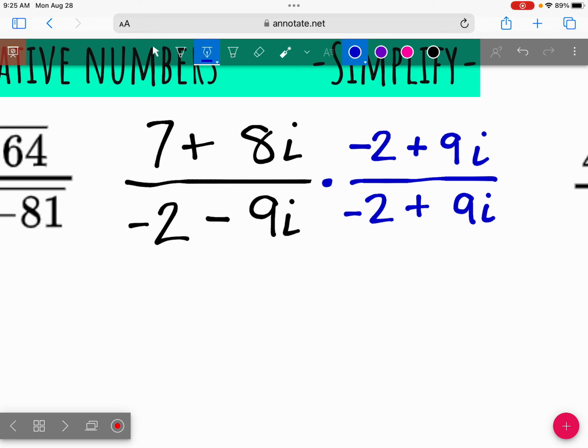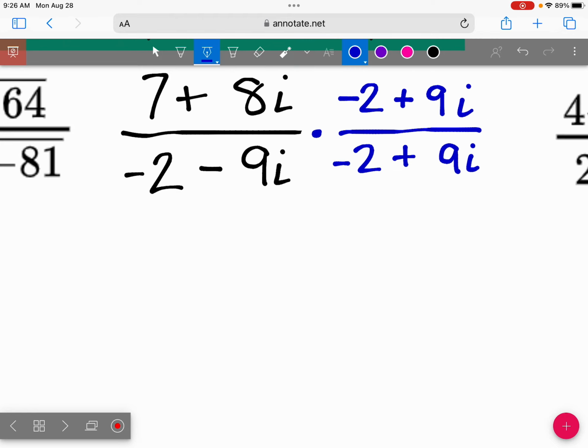When we are done with imaginary numbers or complex numbers, there should be no i's in the denominator. No i's in the denominator by the time we're done.